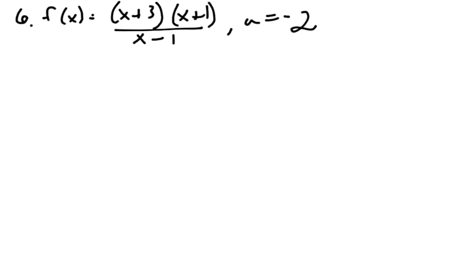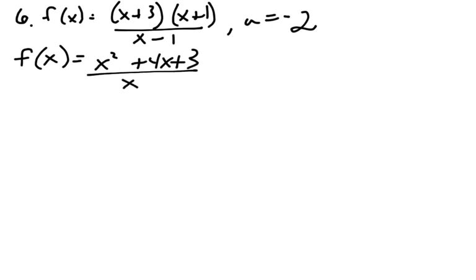So the first thing we need to do is to find the derivative of this function. So we're going to have to use the quotient rule. So the bottom times the derivative of the top. Hang on. If we're going to take the derivative of the top, let's go ahead and FOIL that out first. So f of x would equal x squared plus 4x plus 3 over x minus 1.